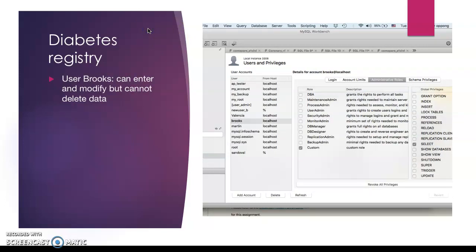And then here we have my user that I named Brooks. So Brooks will have access to modify data, but cannot delete any data. So if you look on here, Brooks has access to select and to do all that, but does not have access to delete data.